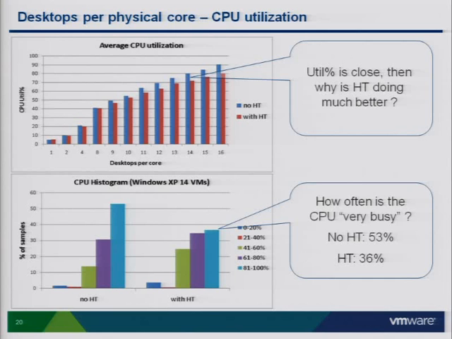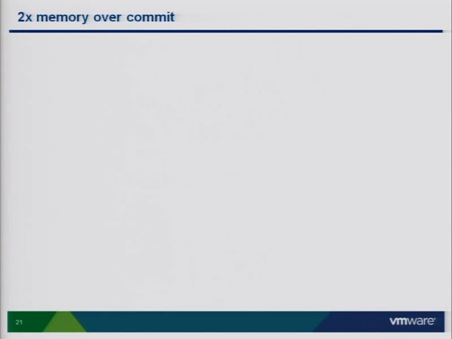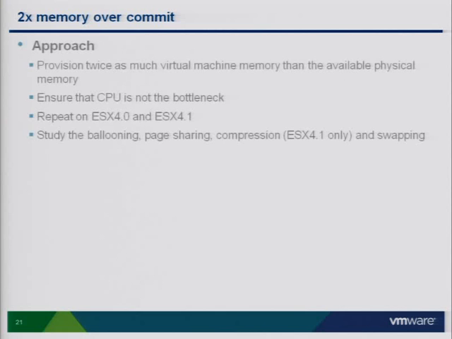Just to recap, we went through our first use case of ViewPlanner, which is the CPU sizing study. The next thing we'll study is memory overcommit. We wanted to study a big enough value, so we studied 2 times memory overcommit. What did we do? We provisioned twice as much virtual machine memory compared to the available physical memory.